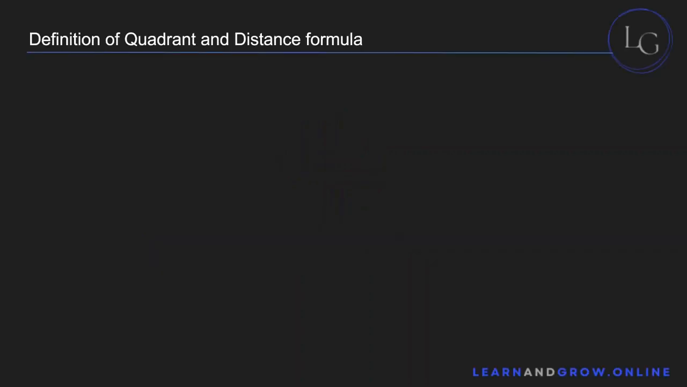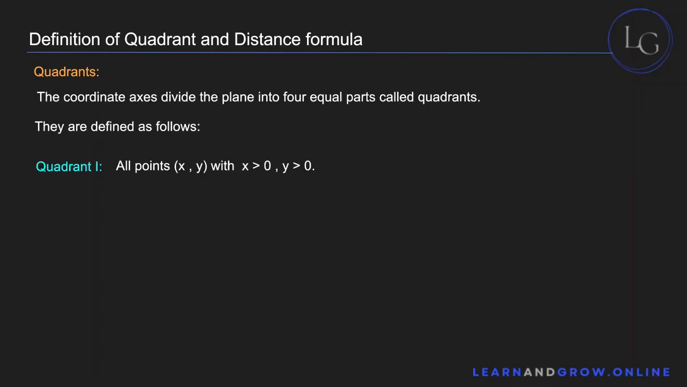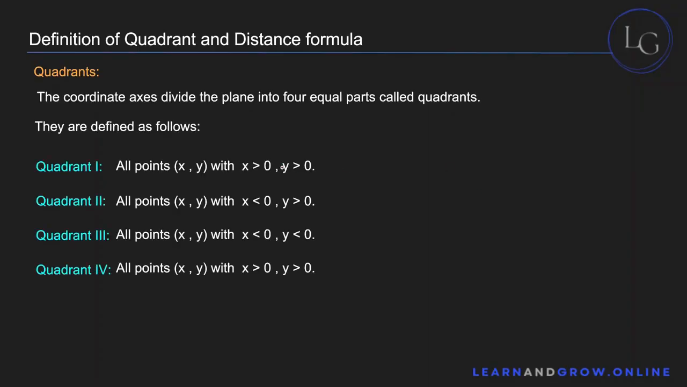Let's see the definition of a quadrant and the distance formula. So the coordinate axes, basically the y-axis and the x-axis, right? Y-axis, x-axis, this is the negative x-axis, and this is the negative y-axis. They divide the plane into 4 equal parts, which are called the quadrants. So we have this part, this part, this part, and this part.